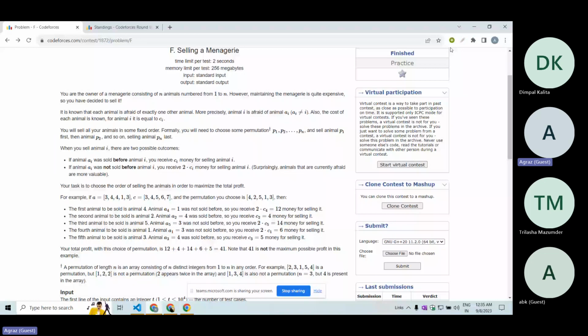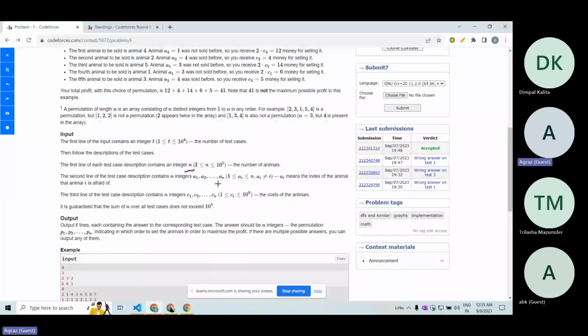The input is the total number of cows, then the integers telling which cow each cow is afraid of, and then the costs. So you can think of this question as a directed graph.